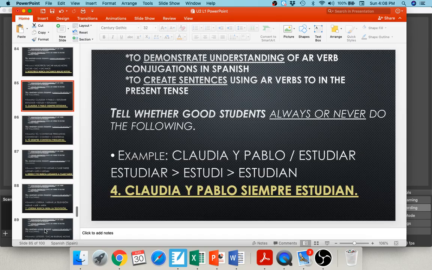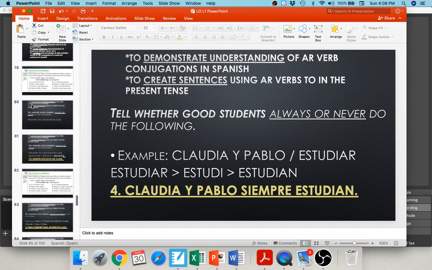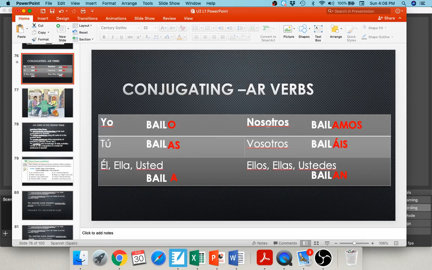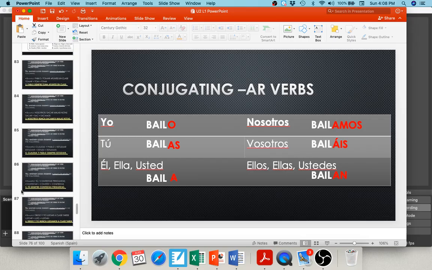Let's look at another one. In this case, you see Claudia y Pablo and estudiar. We're trying to say that Claudia and Pablo, that they study. And you have to stop and ask yourself the question, would good students, would they always or never study? Hopefully you're saying that good students, that they always study. So we're going to take this verb estudiar, we're going to chop off our AR, and in this case to say that they always study, we're going to add back an AN because you can look back at your endings and say, oh, Claudia and Pablo, that would be they. We're using our bottom right box, and we should have an AN as our ending.